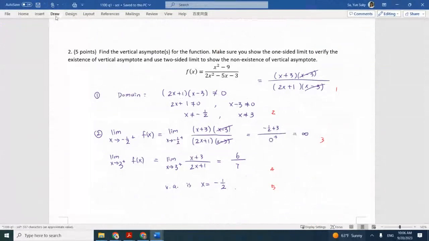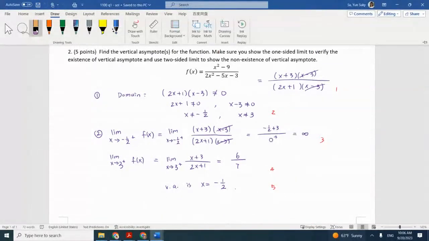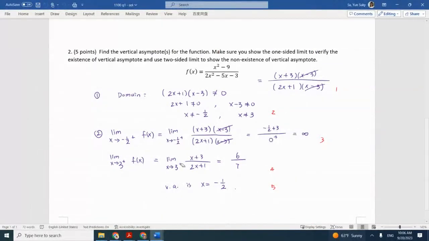Okay. So, do you remember in class what I said? If you get a number, then you just go back and erase the plus. Then you get the two-sided limits, both equal to 6/7. Do you remember that, everybody? So now, I remind you again.